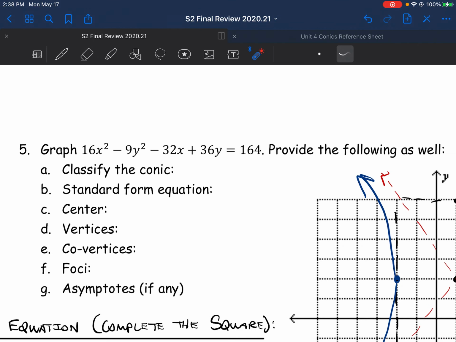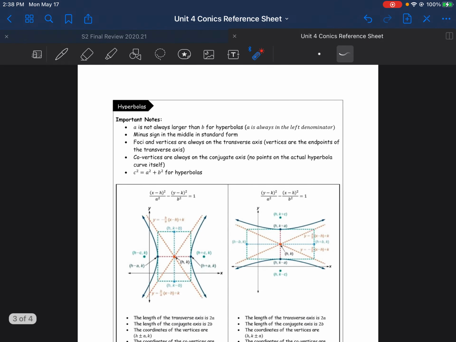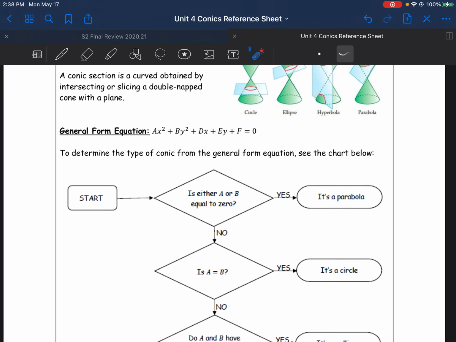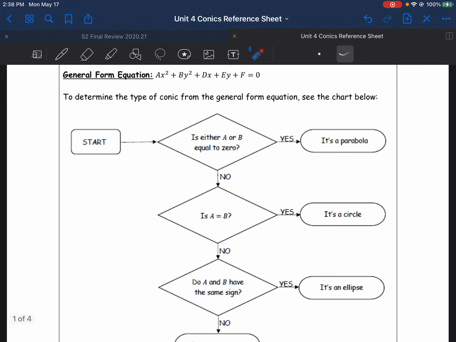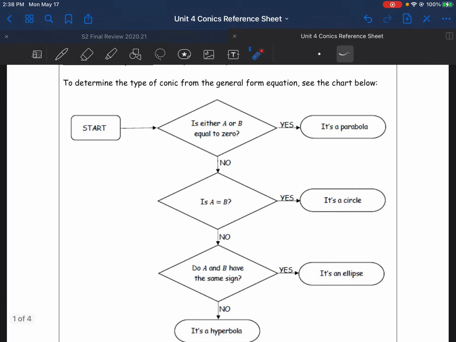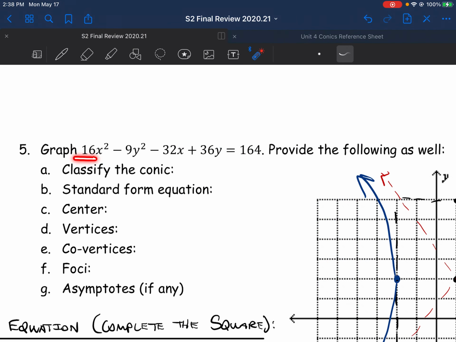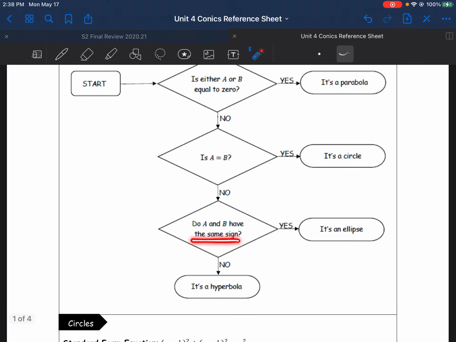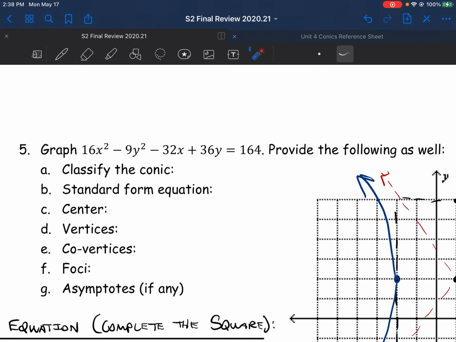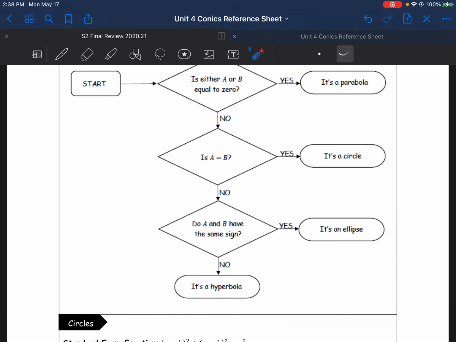But also, remember the little flow chart from the reference sheet. The flow chart says, look at the coefficients of x squared and y squared, a and b. Is a and b equal to 0? Well, no. A is 16, b is negative 9. So we move down. Is a equal to b? No. Again, a is 16, b is negative 9. So we go down. Do a and b have the same sign? Nope. A is positive, b is negative. So it's a hyperbola.